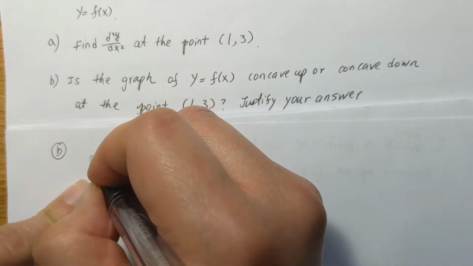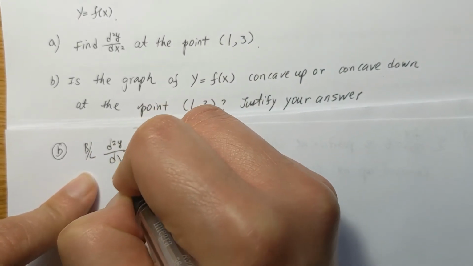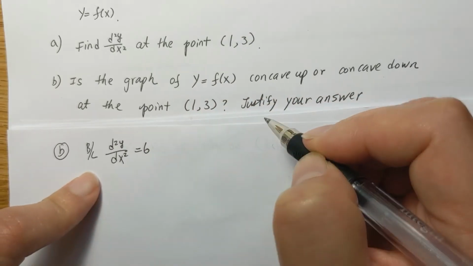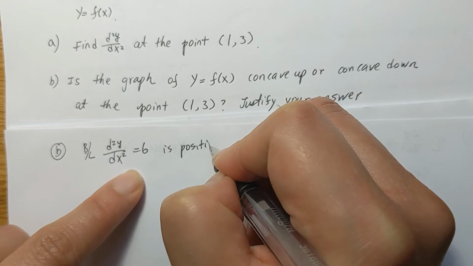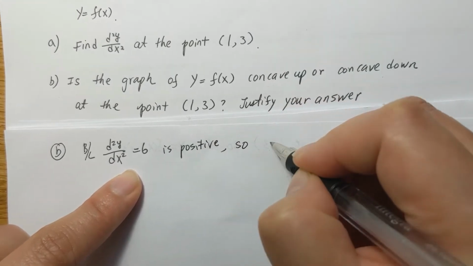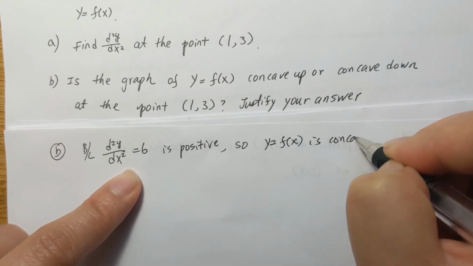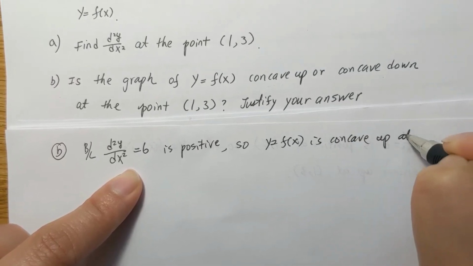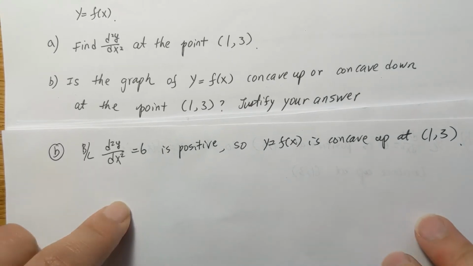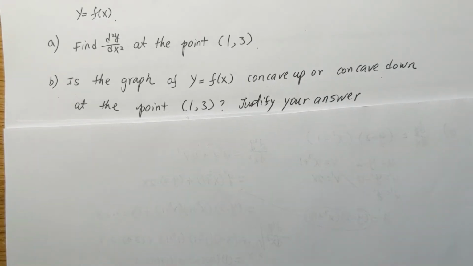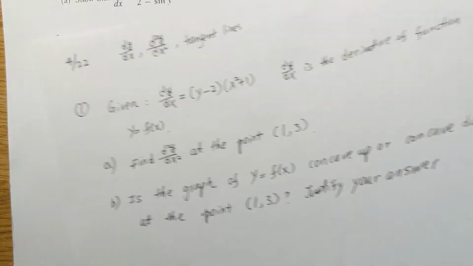So now we are going to say, because we found in part A that it equals 6, which is positive, y equals f of x is concave up at (1, 3). So we finished part B. Now let's go to question number 2.